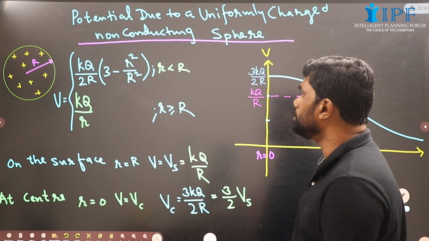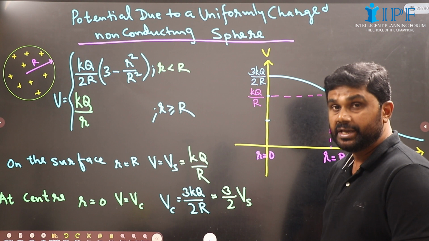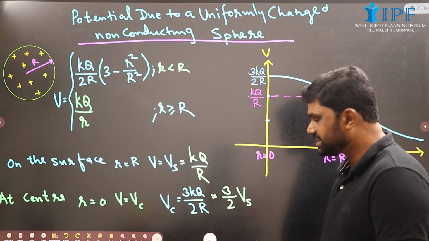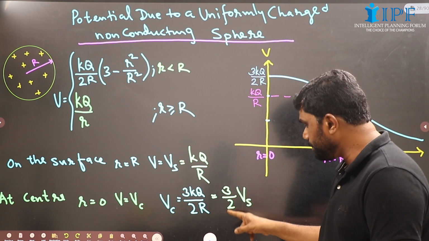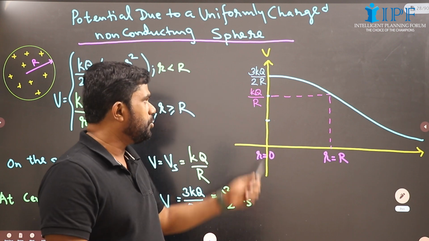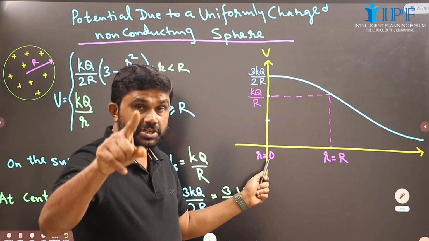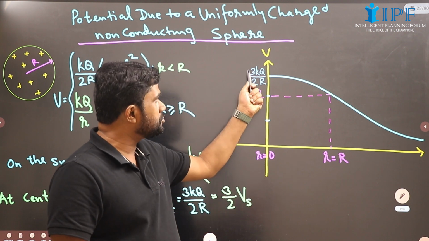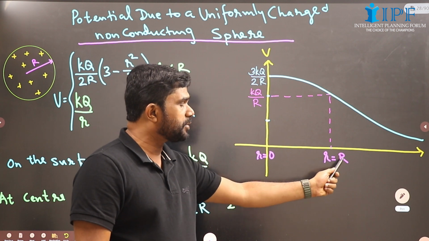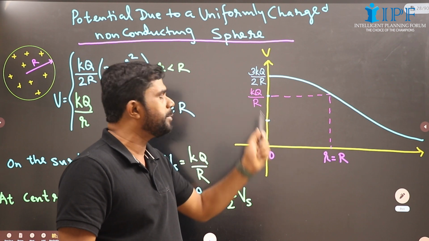So small r equal to 0, and we will get 3kq by 2r, in which kq by r is V with the suffix S. So potential at the center V with the suffix C equals 3 by 2 times V with the suffix S. Okay, so here is the plot. Here r equal to 0, the potential at the center, is equal to 3kq by 2r, and here small r equal to capital R, that is on the surface. On the surface, that is equal to kq by r.